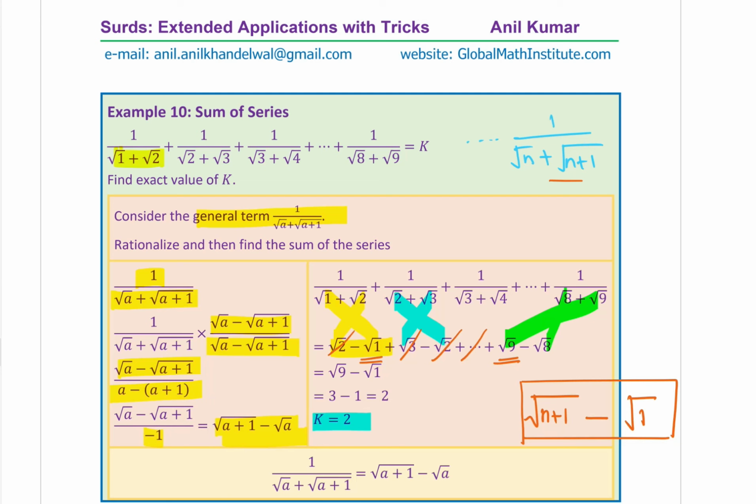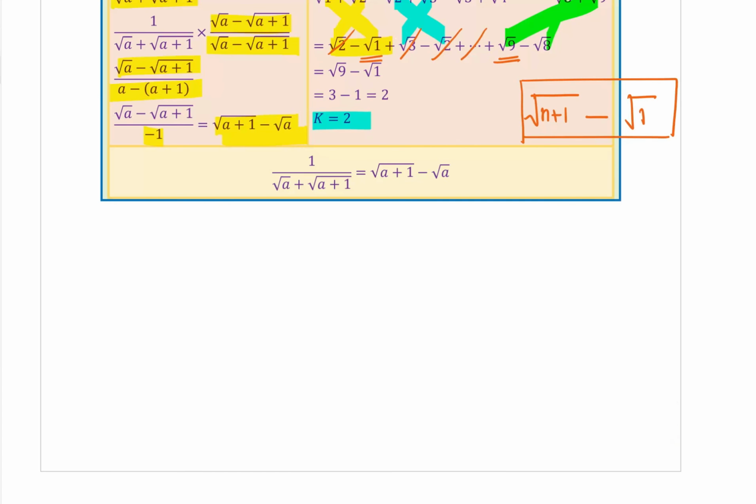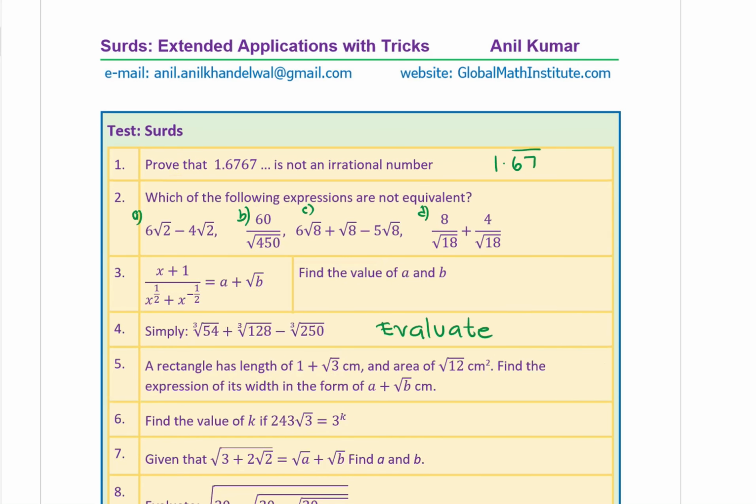So I hope that really helps. So now we have understood how to solve all these questions. That should give you a good review on what you've learned so far and really help in your own test.